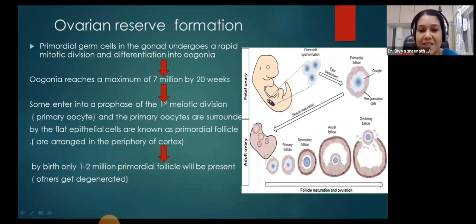So this FSH and LH start to stimulate the follicles in the ovary. Unlike a male, a girl is born with a reserve of primordial follicles in her ovary till her menopause. At the time of her birth, about 1 to 2 million primordial follicles will be present in her ovary. These primordial follicles are in a sleeping state, in a quiet state.